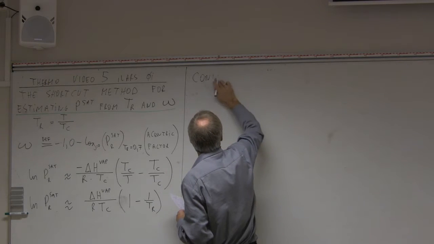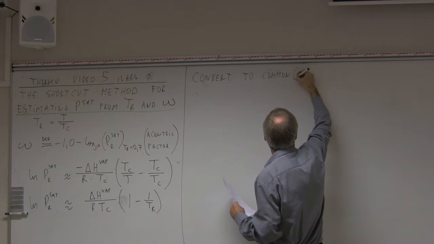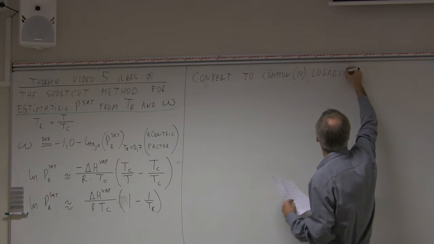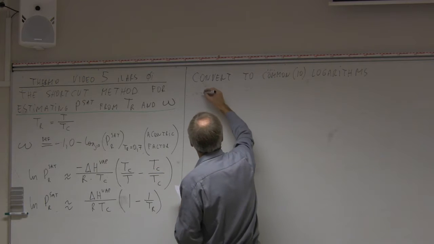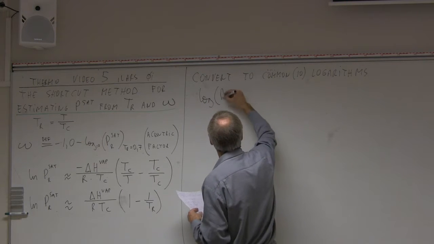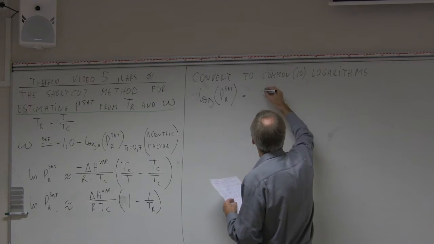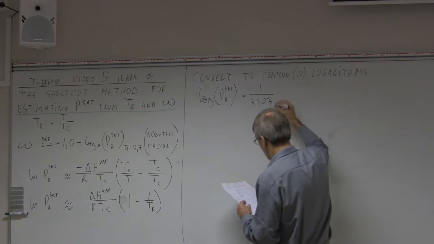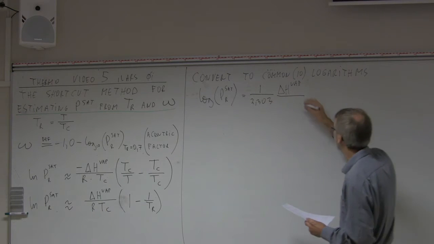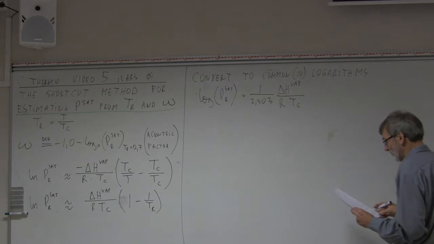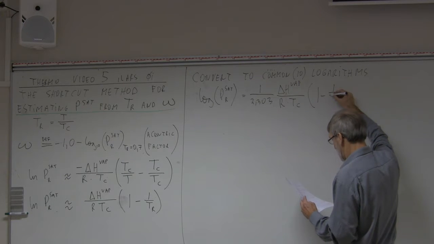Then we convert to common 10 logarithms, so that the logarithm to PR sat is 1 over 2.303 times delta H of vaporization over R times Tc, times 1 minus 1 over TR.